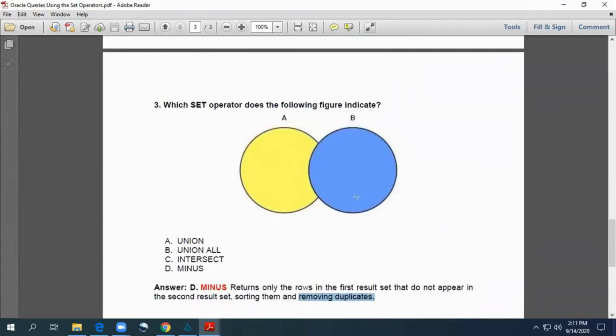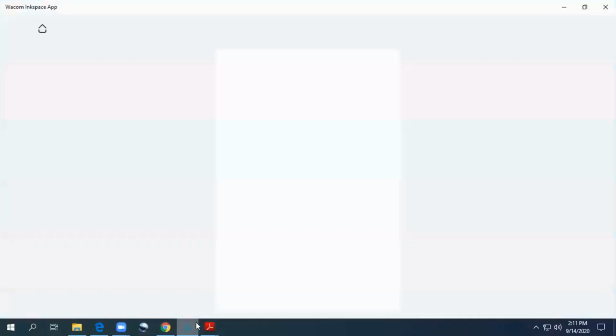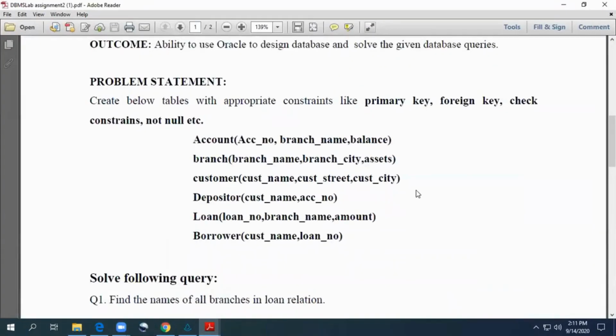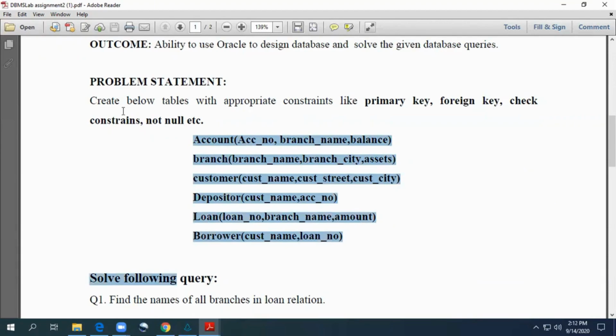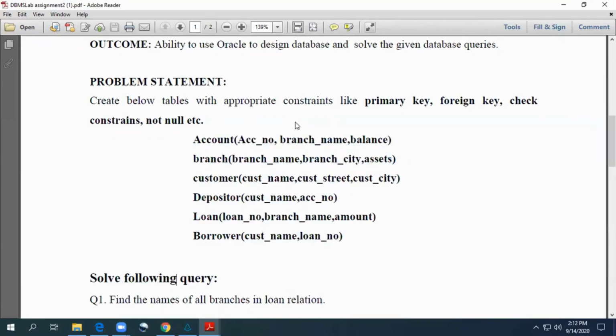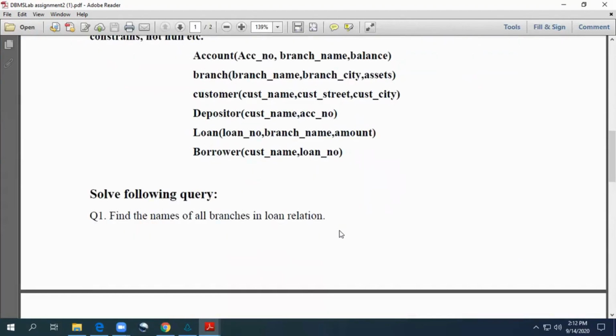Now with an example, I want to explain how you can use these operators in a select query. Let us discuss our second assignment. In the second assignment, there are different queries that you have to solve using DML operations. The second assignment problem statement is to solve the queries for the banking application. First create all these tables, assuming appropriate constraints like primary key, foreign key and check constraint, and after creating the tables and inserting suitable data, you can solve the different DML queries.